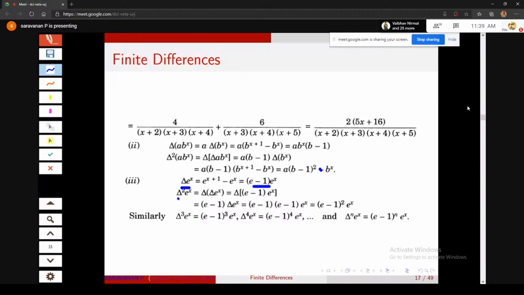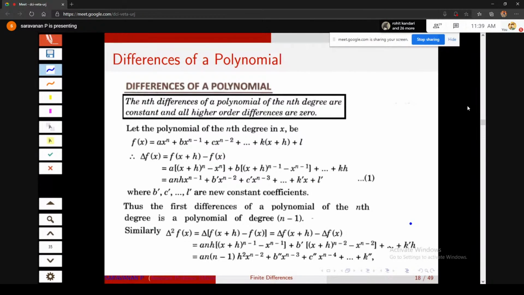Second order difference is e minus 1 whole square e power x. Third order difference similarly e minus 1 whole cube e power x. So in general, nth order difference is e minus 1 whole power n e power x. That's all. Right? So then differences of a polynomial.